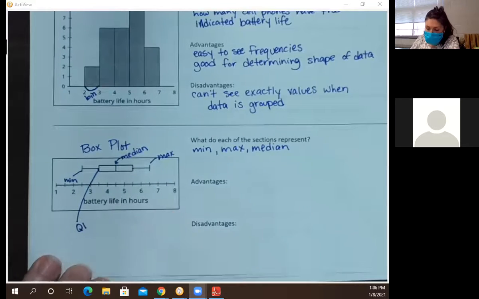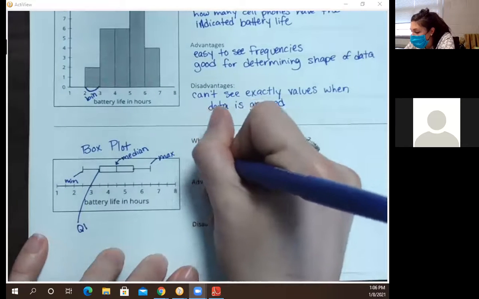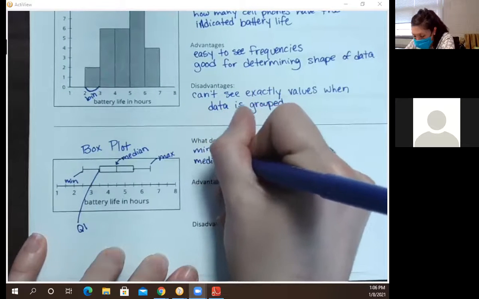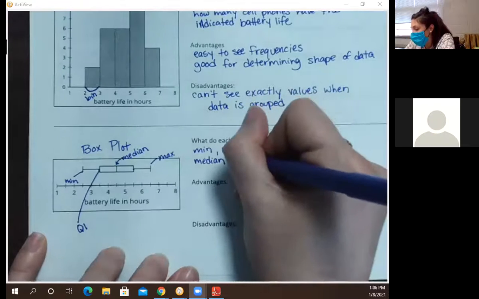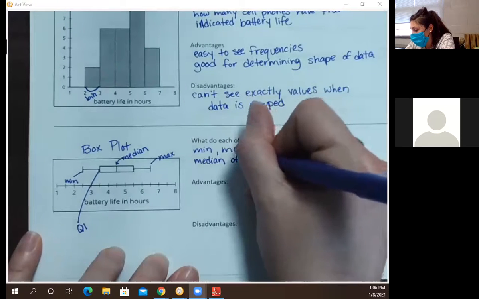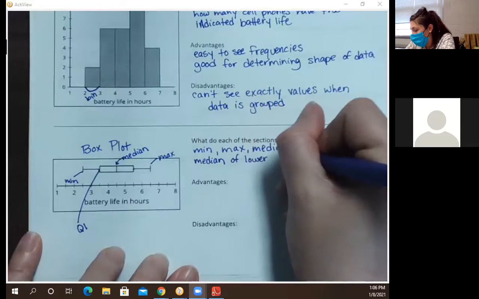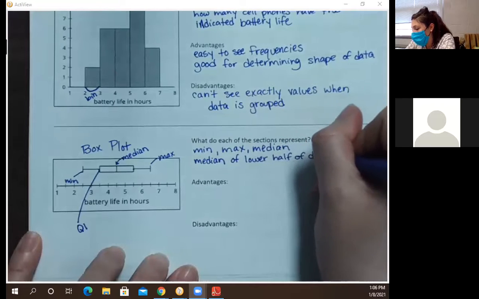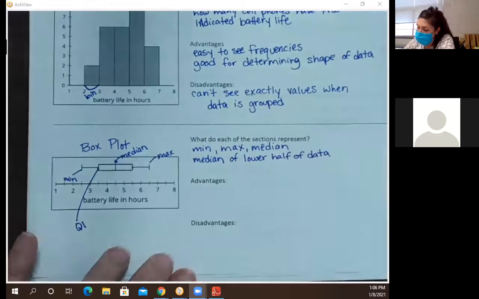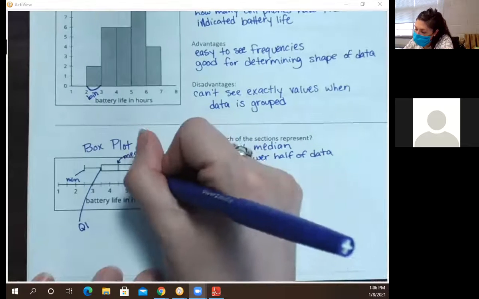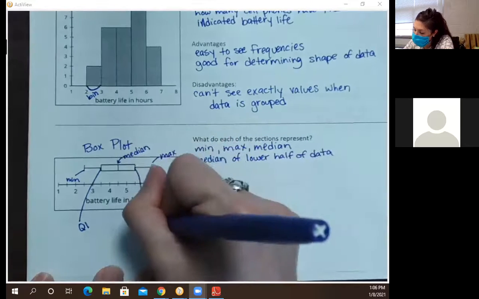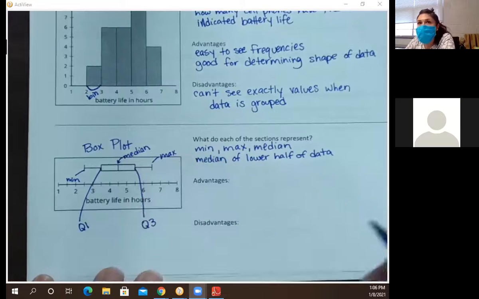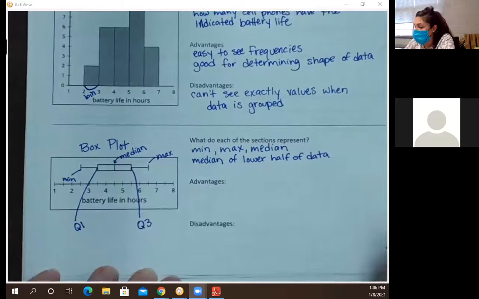So this Q1 is the median of the lower half of our data. And then up here, the right edge of our box, called the third quartile, or Q3, is the median of the upper half of our data.